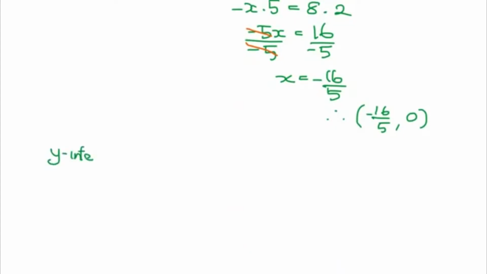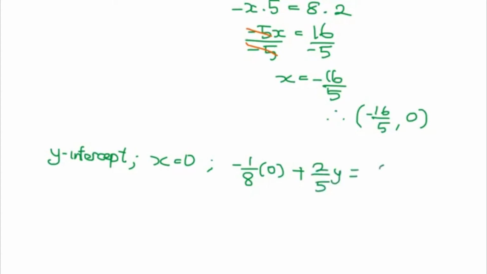And to find the y-intercept, we have to make what equal to 0? Yes, x to be equal to 0. So if we put that in our equation, it means that we have negative 1 over 8. This time it is multiplied by 0 plus 2 over 5 y, and this is equal to 2 over 5. So in this case, since negative 1 over 8 multiplied by 0 gives us 0, what we're left with is positive 2 over 5. y is equal to 2 over 5.